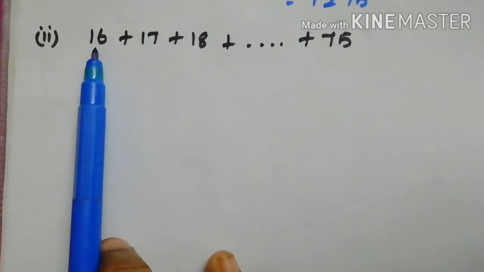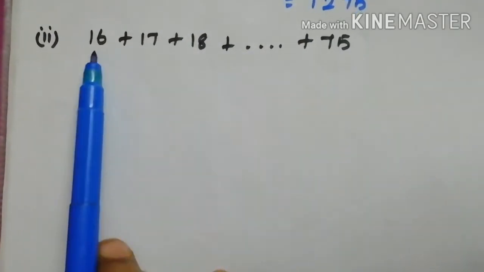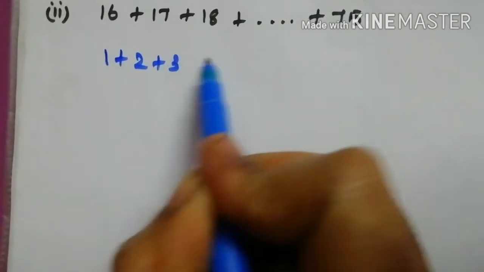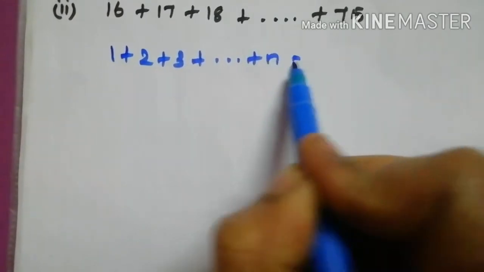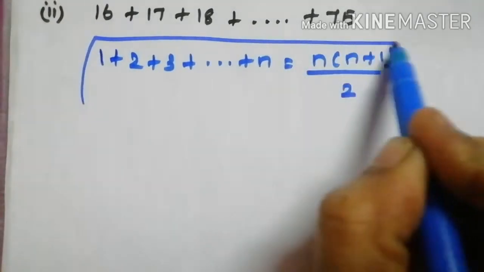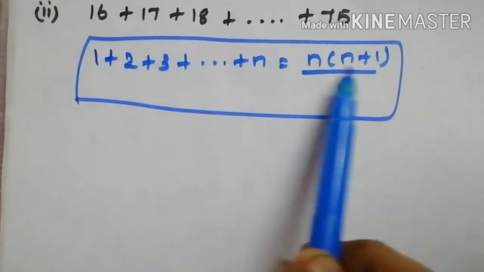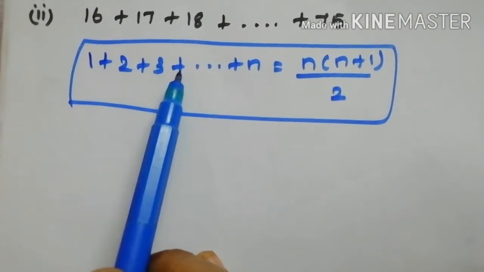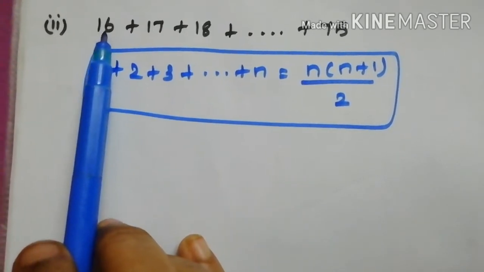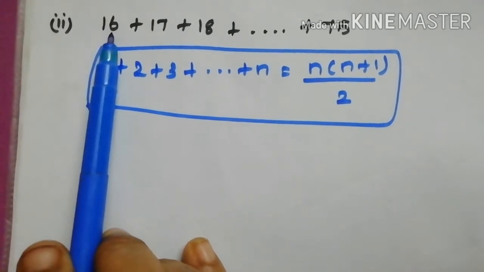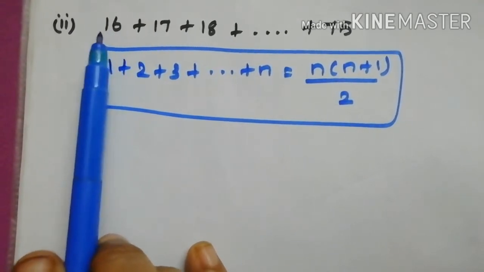Here the numbers start from 16 and end at 75. But we can apply the formula only when the numbers start from 1. We know the formula, 1 plus 2 plus 3 plus etc. plus n is equal to n into n plus 1 by 2. We apply this formula when the question starts from 1, 2, 3 and so on. But here it is 16, 17, 18 and so on. The question does not start from 1, but we make the question start from 1.